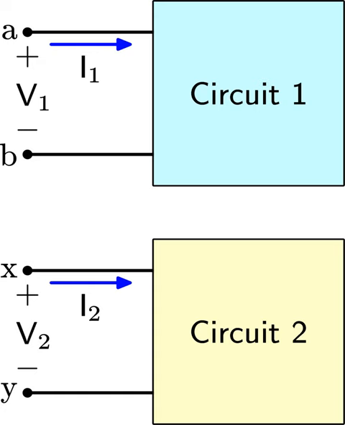Norton's theorem states that any two-terminal network can be reduced to an ideal current generator and a parallel impedance. Thevenin's theorem states that any two-terminal network can be reduced to an ideal voltage generator plus a series impedance.